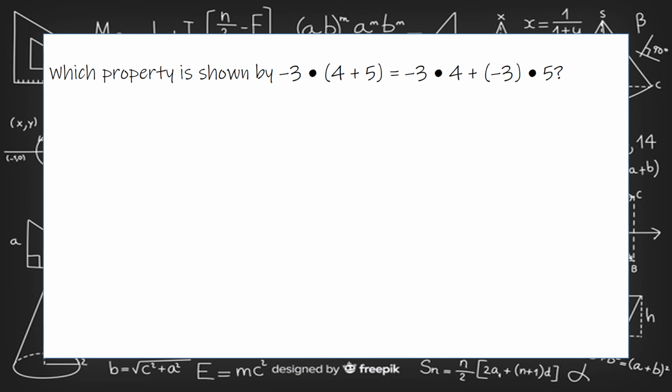Which property is shown by this? Okay, the 3 got handed to the 4 and got handed to the 5. So this would be the distributive property.